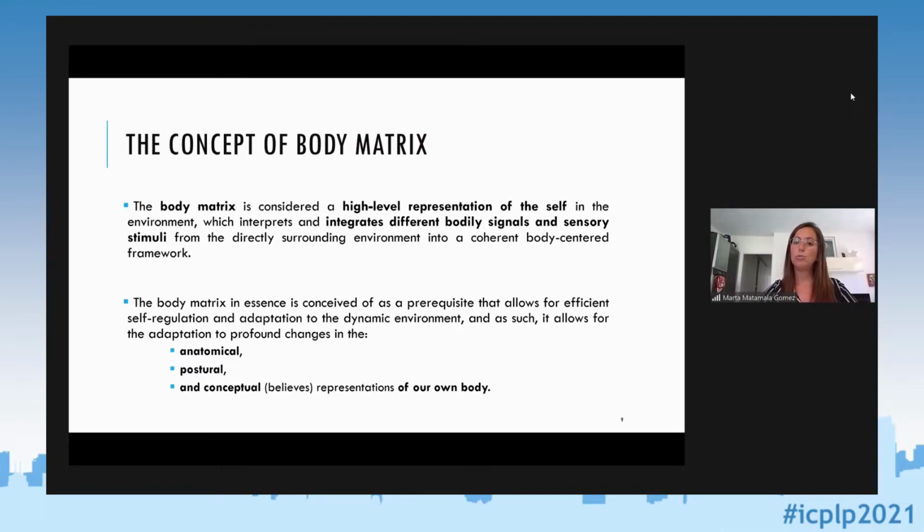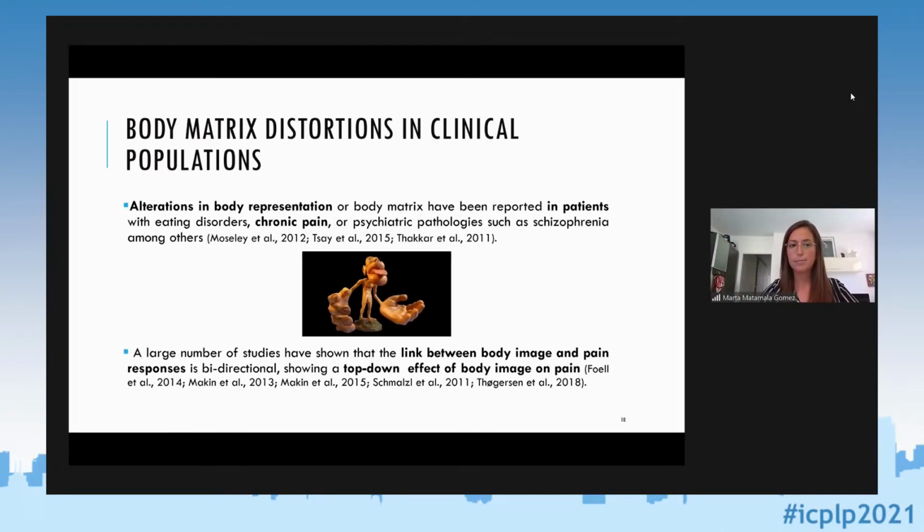So the body matrix is considered a high-level representation of the self in the surrounding environment, which is able to integrate the different bodily signals and sensory stimuli from the directly surrounding environment in a coherent body-centered framework. And when there are changes in this body matrix, so if the body representation changes, our conceptual beliefs and our cognition also change; the body adapts to these changes because it's all connected.